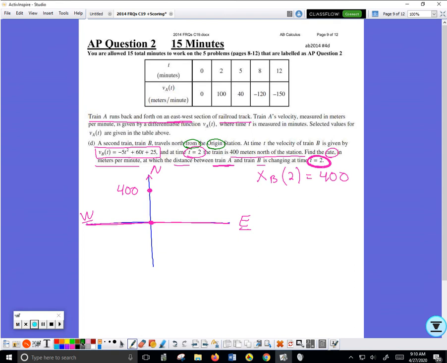Okay, it says a second train B travels north from the origin station. So here's the origin station. They thought that was funny, origin station. Here's north. At time t, the velocity of train B is given by this formula. At time equal 2, train B is 400 meters north of the station. So here's train B.